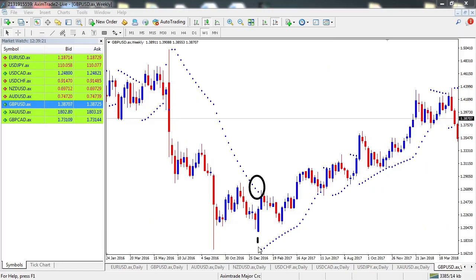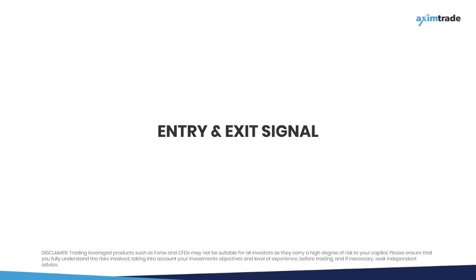But when the dots move from top to bottom, it means that the sellers are losing their strength and we prepare for buyers to take control of the market and start pushing the price higher. This is why the abbreviation SAR stands for Stop and Reverse. Let's see how to use it for entry and exit signals.